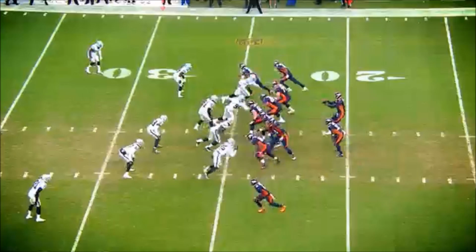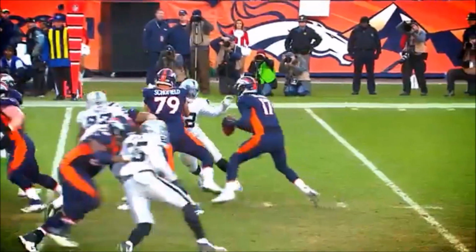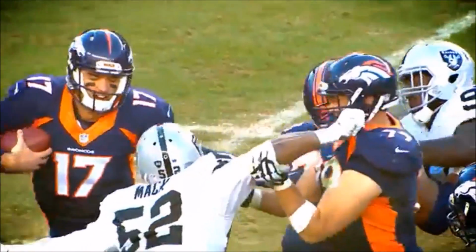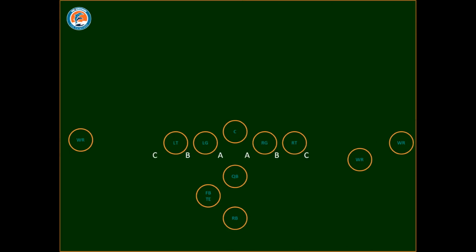basically what I want to talk about is the gap. To fully understand alignment and technique, we need to start with the offensive line. You've got 5 offensive linemen in our set, and the spaces between them are called gaps. In this image, you can see that. The space between the center and either guard is considered an A gap. The space between the guard and the tackle is considered a B gap, and the outside of the tackle is considered a C gap. You can see this real clearly in this image that I pulled off of a website.